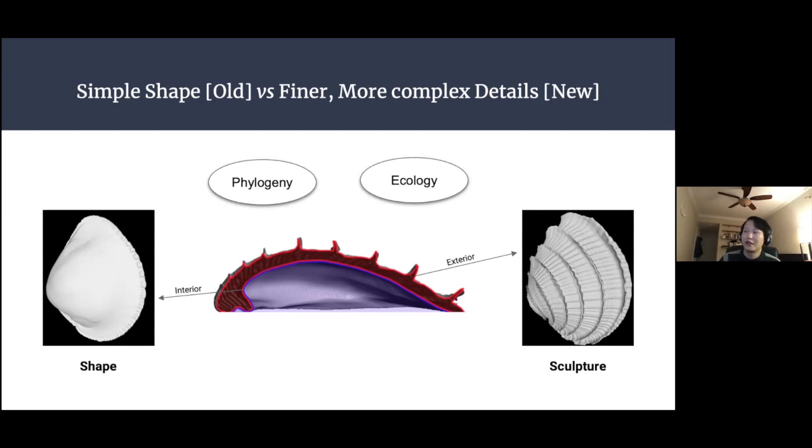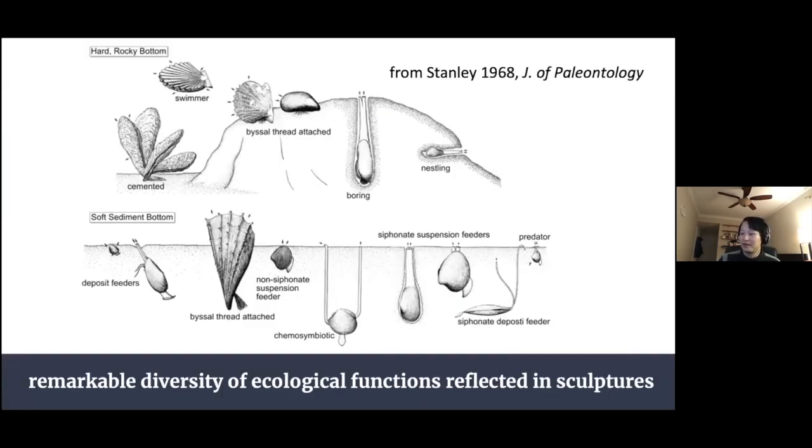One is from the phylogeny, or the evolutionary history of these animals. The other major influence comes from ecology, or basically how the animal interacts with its environment. And the analysis goal is to understand how each of these 2 factors affect the interior shape or the exterior sculpture. The sculpture is particularly information rich because, as Dave just mentioned, there is a remarkable diversity of ecological functions associated with and reflected in the sculptures.